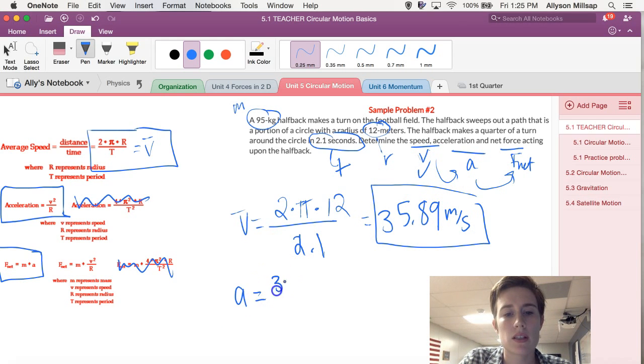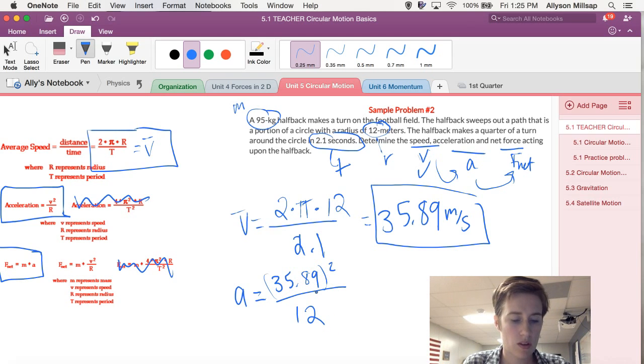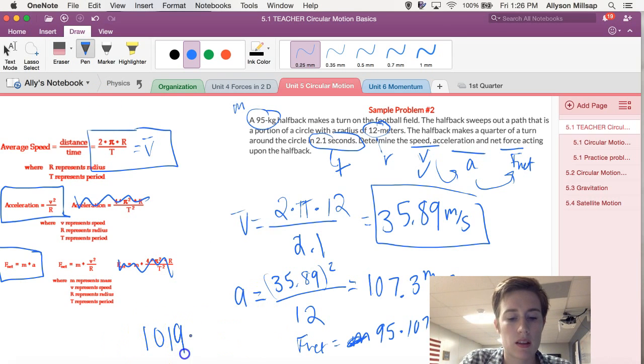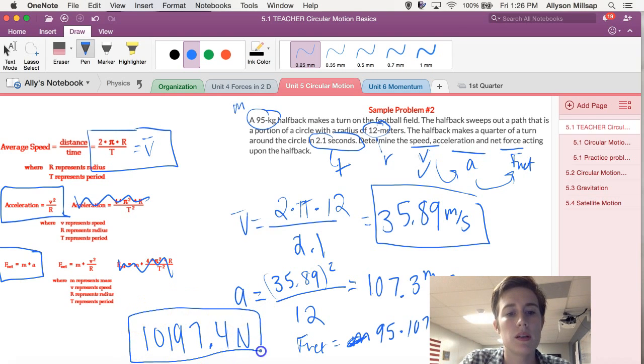Acceleration is going to be my velocity squared divided by my radius, which was 12. So I take 35.89 squared divided by 12, and I get a very big acceleration, 107.3 meters per second squared. That's big. Then I take that, and to get my net force, I take my mass, which is 95, times my acceleration, and I'm going to get a really big number for my net force.